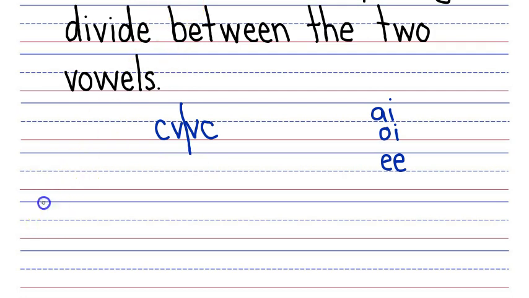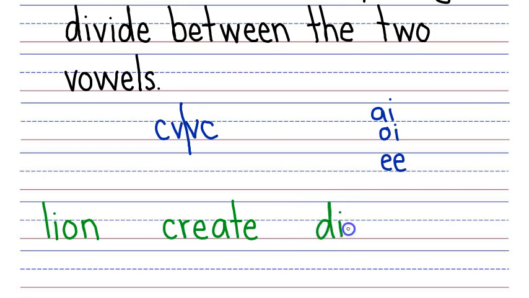First word is lion, spelled L-I-O-N. Next word is create, spelled C-R-E-A-T-E. And next word, diet, spelled D-I-E-T. And in these words, the vowel letters are not working together as a team to make one vowel sound. Instead, they're each making their own individual vowel sounds. And so, we're going to put our syllable division between the two vowels, like right there.